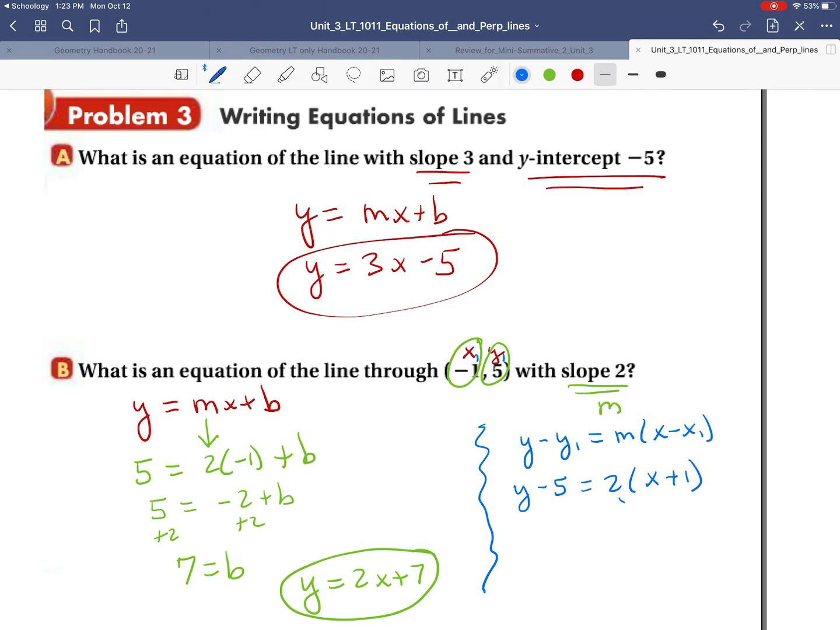And then I could just distribute the 2 in, and then add 5. And I still get y equals 2x plus 7. So you could start with point-slope form or use slope-intercept form.